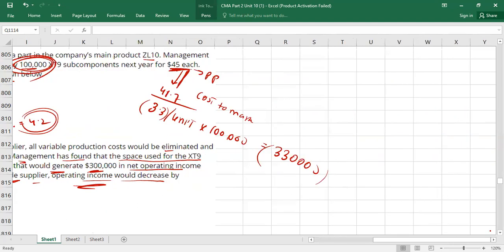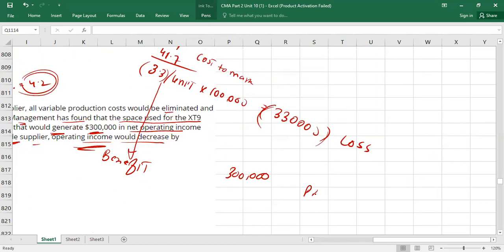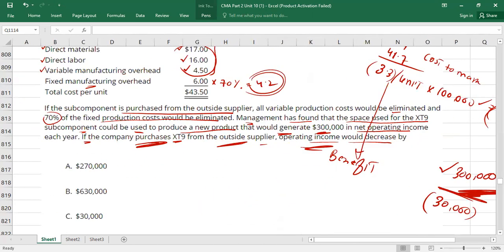And then they're asking, what if company purchases XT9 from outside supplier, operating income would increase or decrease? Why? If you will buy from outside, as I told you, you will lose $330,000. But there is one benefit also. What is the benefit? If you buy from outside, you can manufacture another product, and from there you can make a profit of $300,000. This is your profit, and this is your loss. Profit in case of what? Because this profit you will get if you will use the space to manufacture another product. So this much money you will gain, this much money you will lose. What would be your net benefit or net loss? Net loss will be 30,000. It means if you buy the product from outside and use the free space to make another product, your net loss would be 30,000. So which option should be correct? C option should be correct.